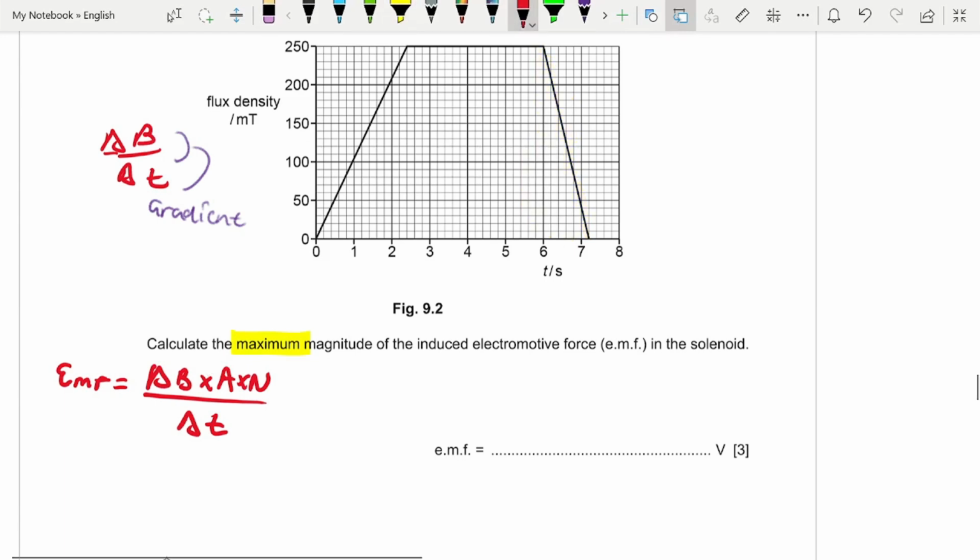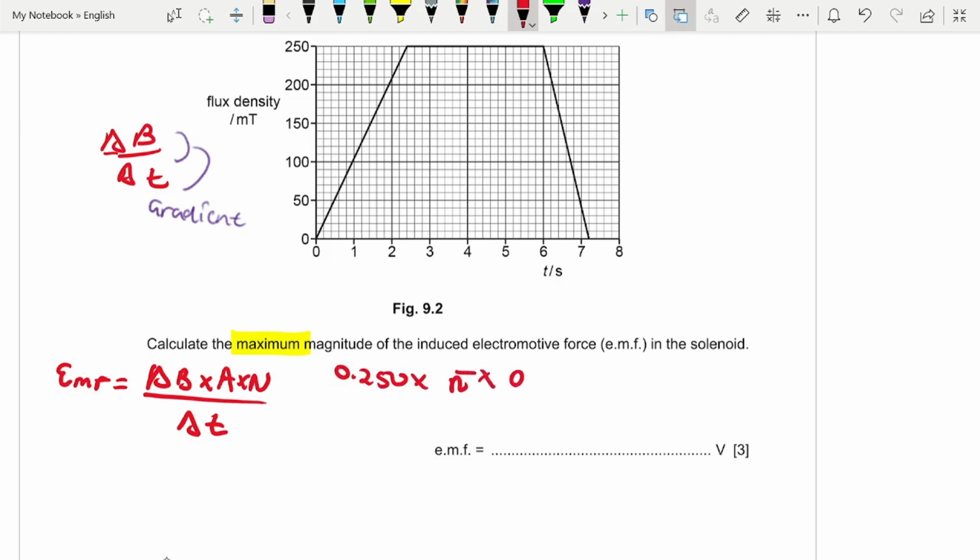So the change in B is simply 250 milliteslas, not that kind of Tesla, guys, just a unit. So it's 0.250 multiplied by our area. Our area we've been given. Area is pi r squared.